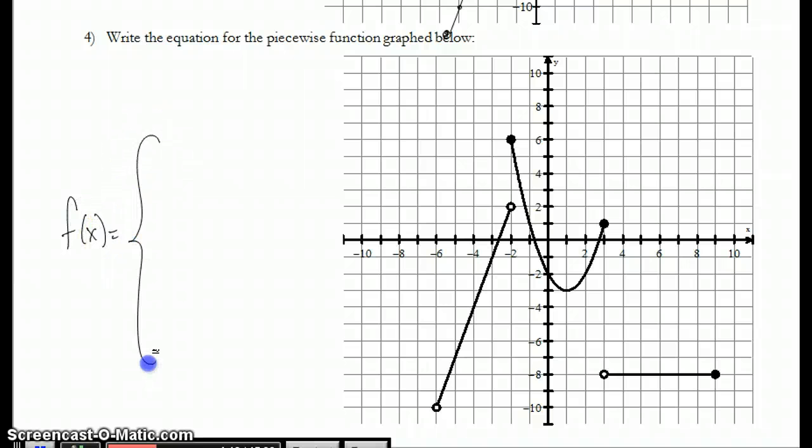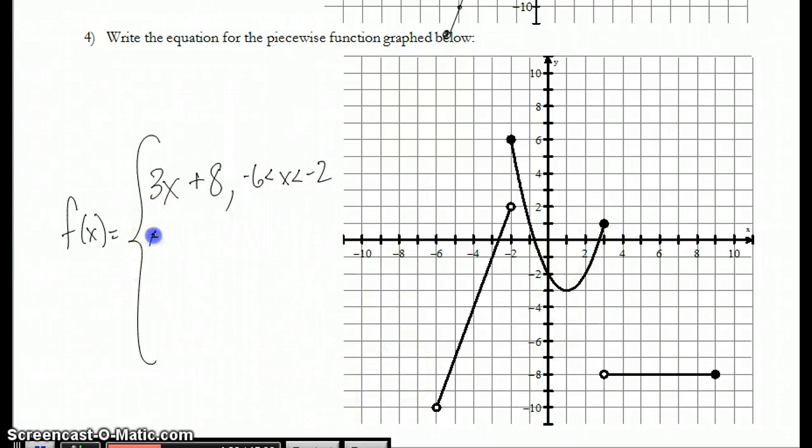We're going to write the equations and the domain in which each occurs. The first one is a line with a slope of 3, and the y-intercept we can see by continuing the line over 1 up 3, over 1 up 3. It would intersect at 8, and it goes from an x value of -6 until -2, an open circle on either end, so we do not put equal to on those.